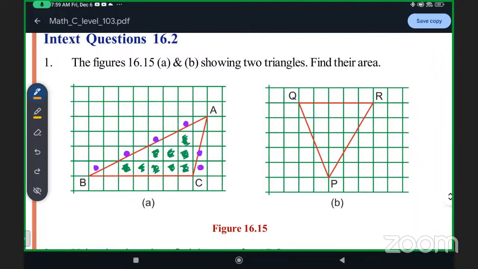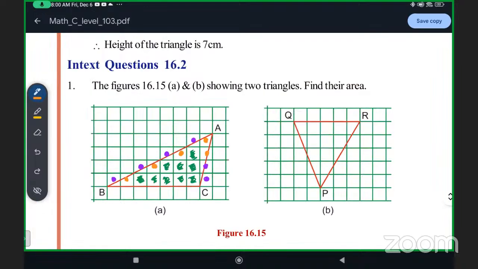Now we'll see which are more than half. We have this one, this is more than half. Then this one, more than half. This one also more than half. And then this one more than half. Ma'am, this one is also more than half. Yes, this one is also more than half. 1, 2, 3, 4, and 5 are there which are more than half.